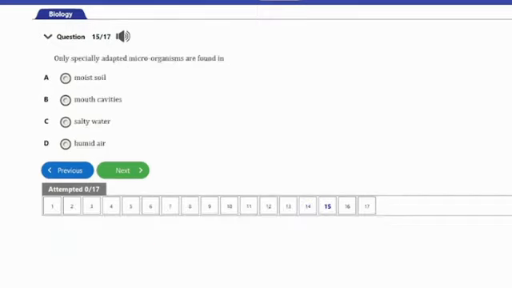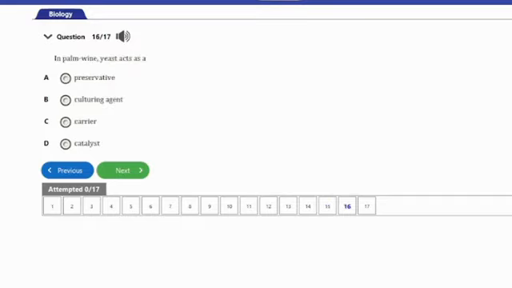So that's question number 15 here. It says, only specially adapted microorganisms are found in A, moist soil, B, mouth cavity, C, salt water, D, humid air. So guys, the answer to this question is option C, and that's salty water. Only specially adapted microorganisms can be found in salty water. So that's it for that question. Let's go ahead and consider the next question, guys.